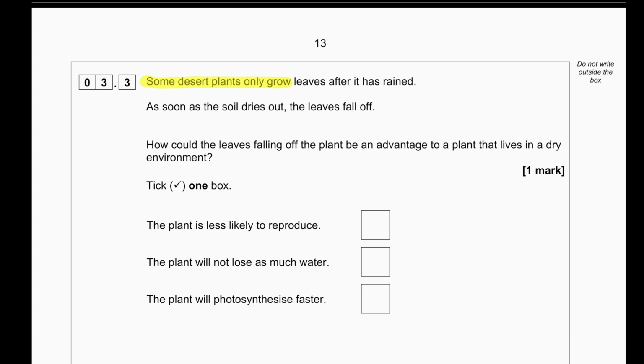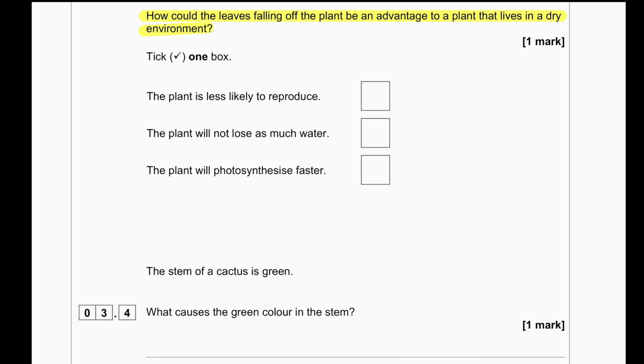Some desert plants only grow leaves after it has rained. As soon as the soil dries out, the leaves fall off. How could the leaves falling off the plant be an advantage to a plant that lives in a dry environment? Leaves contain a lot of stomata, and thereby it will lose a lot of water.